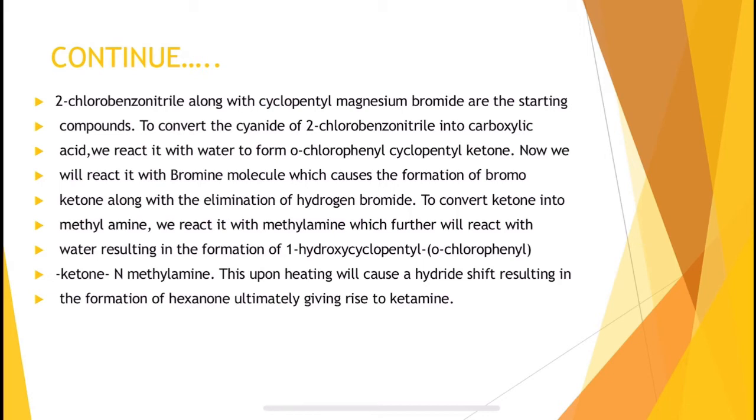These two right here are the starting compounds, and when we add water into them, it forms an intermediate called orthochlorophenyl cyclopentyl ketone. Now we will react it with a bromine molecule, which causes the formation of bromoketone along with the elimination of hydrogen bromide. As we add a bromine molecule, one of them takes the position of hydrogen, and the hydrogen that is removed reacts with the bromine ion to form hydrogen bromide. To convert the ketone into methylamine, we react with methylamine, which further will react with water, resulting in the formation of a very complex intermediate called 1-hydroxycyclopentyl orthochlorophenyl ketone and methylamine.